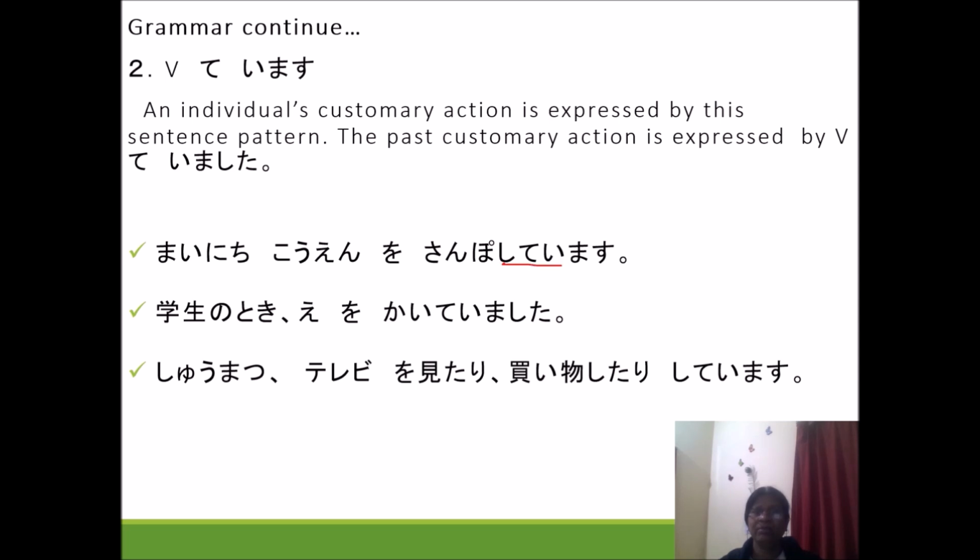Sanpo shite imasu, kaite imashita, shite imasu. The last verb determines whether it is past form or non-past form. So, when we describe the past, it will take te imashita, and when we mention non-past, te imasu. Please pause the video and write two or three sentences.